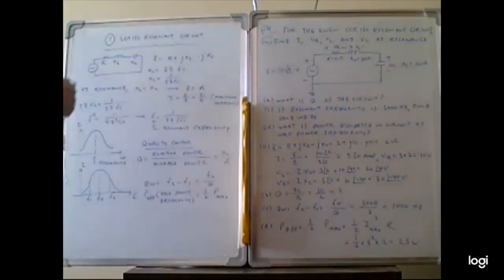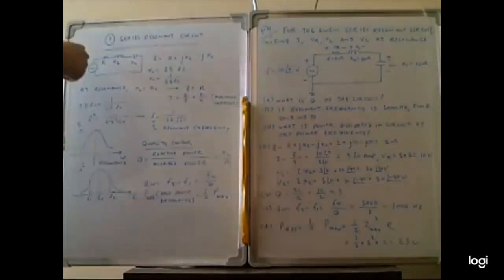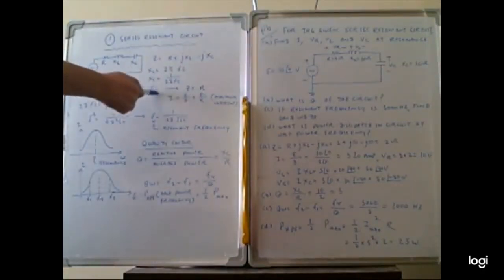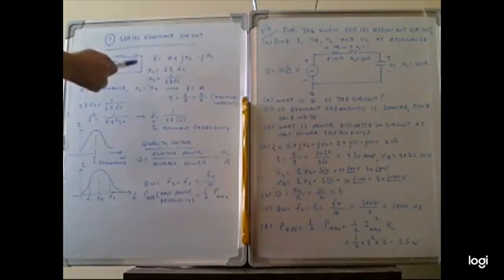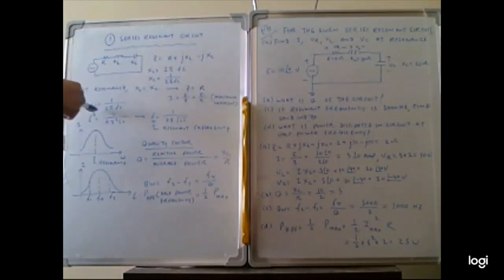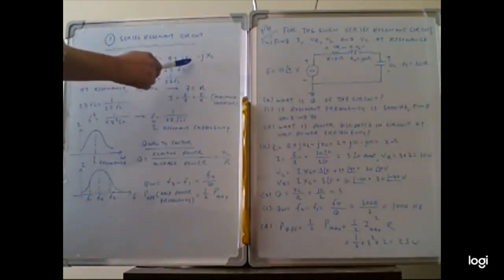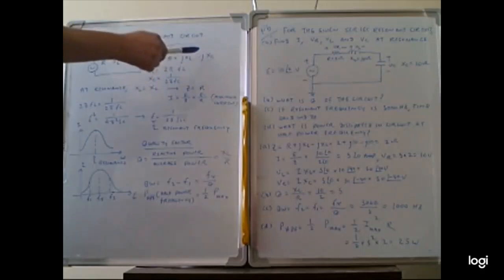So in these circuits the frequency is variable. When the frequency changes, the XL and XC values also change. At the resonant frequency, XL and XC can be equal. When XL and XC are equal, because of the jXL minus jXC, XL and XC will be cancelled.